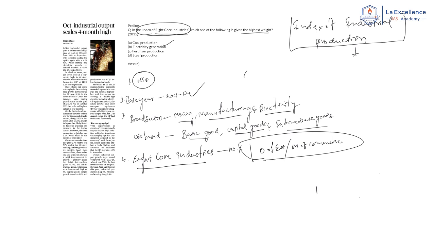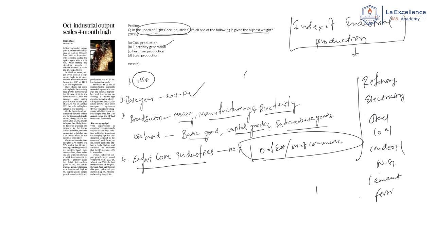Now, the Index of 8 Core Industries: remember it in this order, because this is decreasing order of weightage. It includes refinery products, electricity, steel, coal, crude oil, natural gas, cement, and fertilizers.